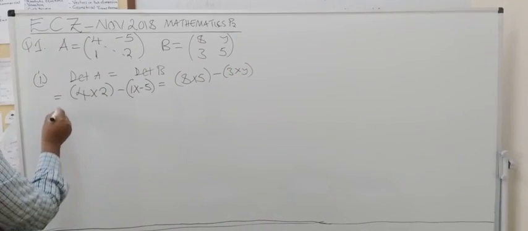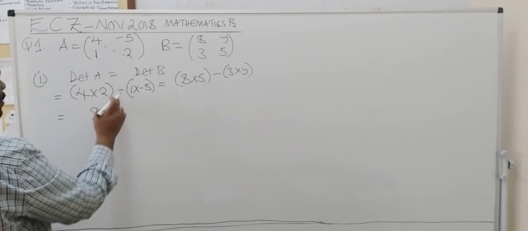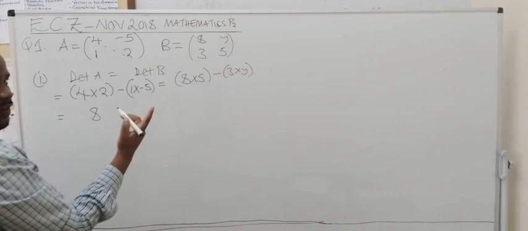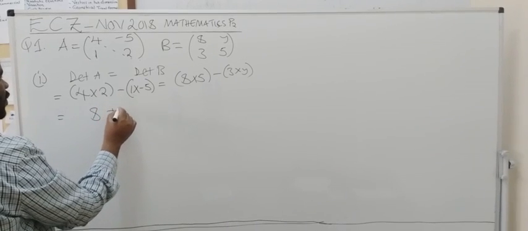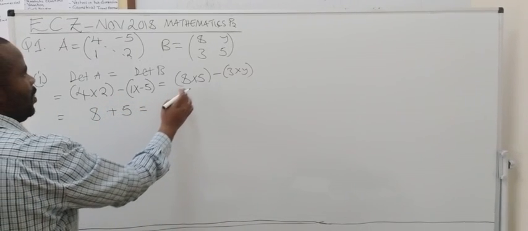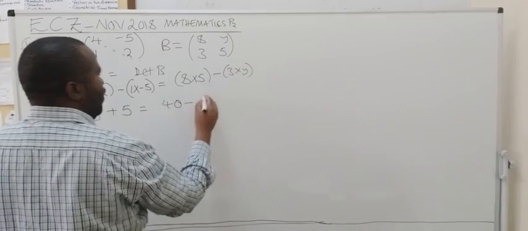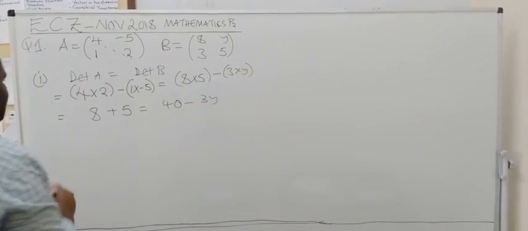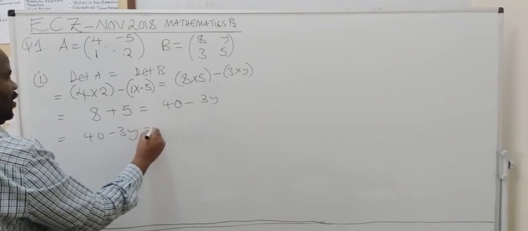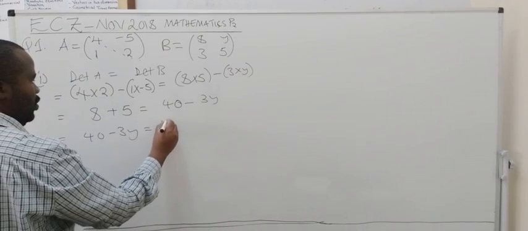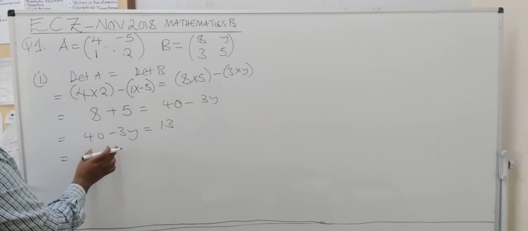So what does this mean? 4 by 2 we have 8, minus 1 by -5 is -5, negative by negative will be +5. Is equal to 5 by 8 is 40 minus 3 by y is 3y. If you want, you can rewrite and say 40 minus 3y is equal to this plus that, you get your 13.